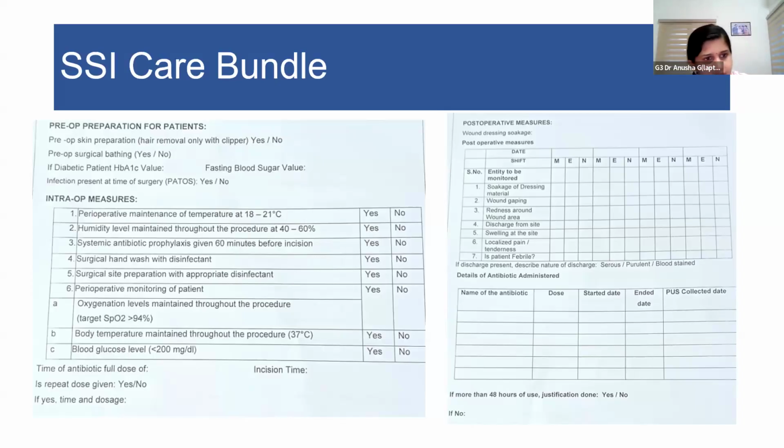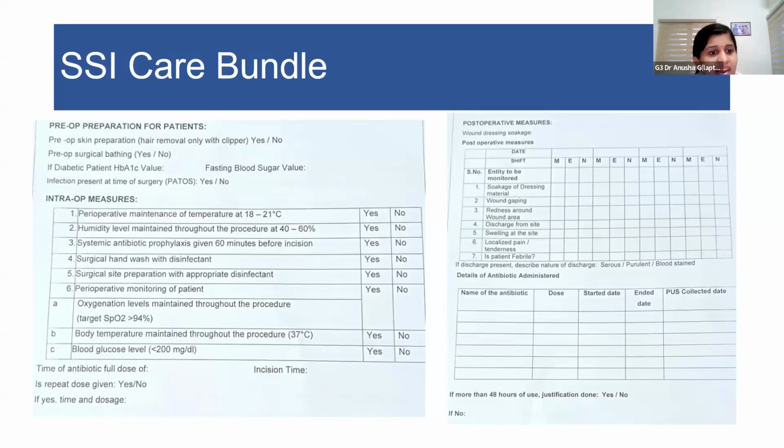Then inside the theater, it is checked whether the perioperative temperature is within 18 to 21 degrees centigrade. That is the room temperature. Whether the humidity level of that particular room, the theater, is 40 to 60 percent. So these are all optional. You can add or you can delete.